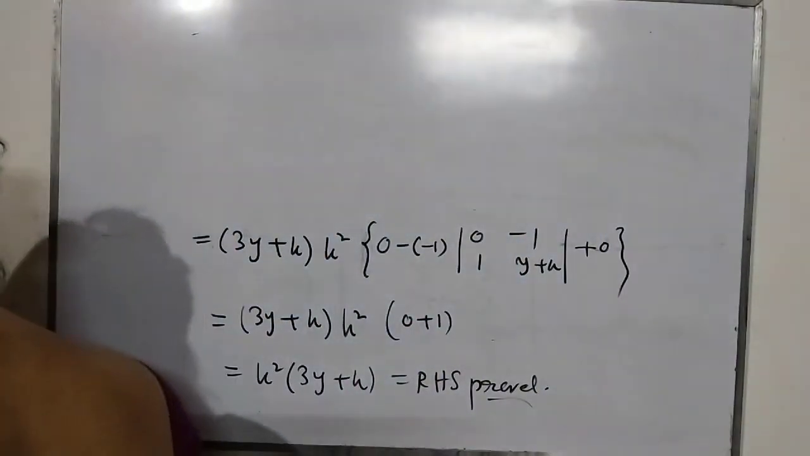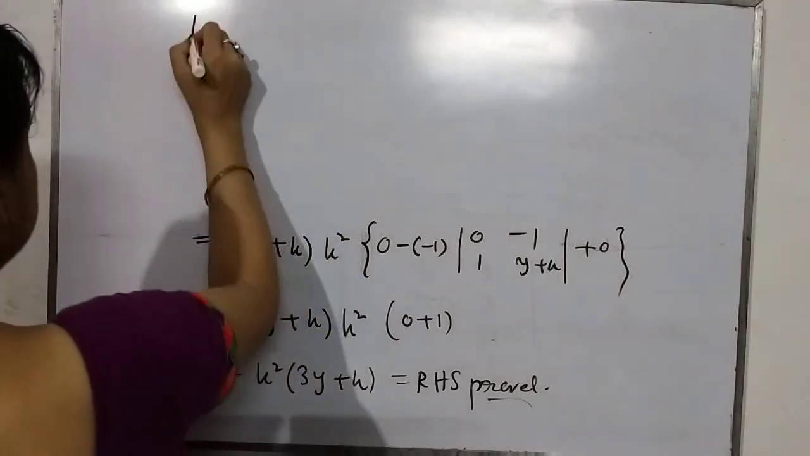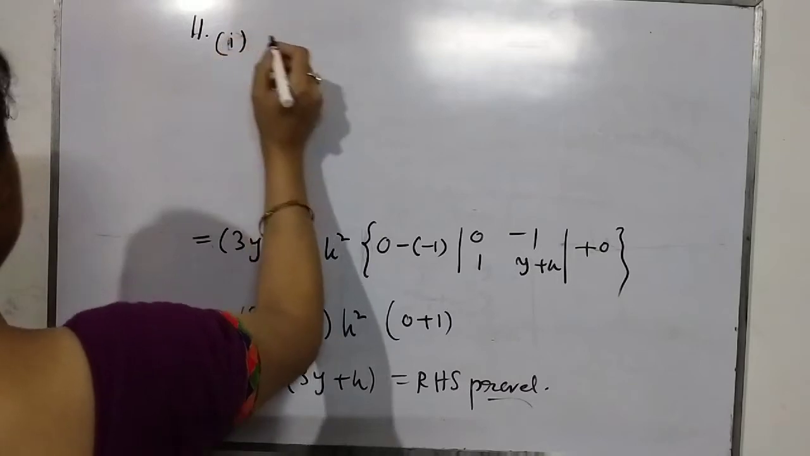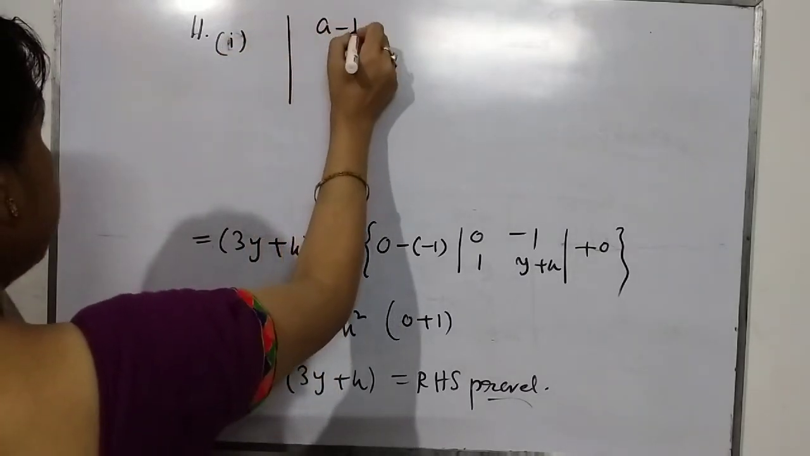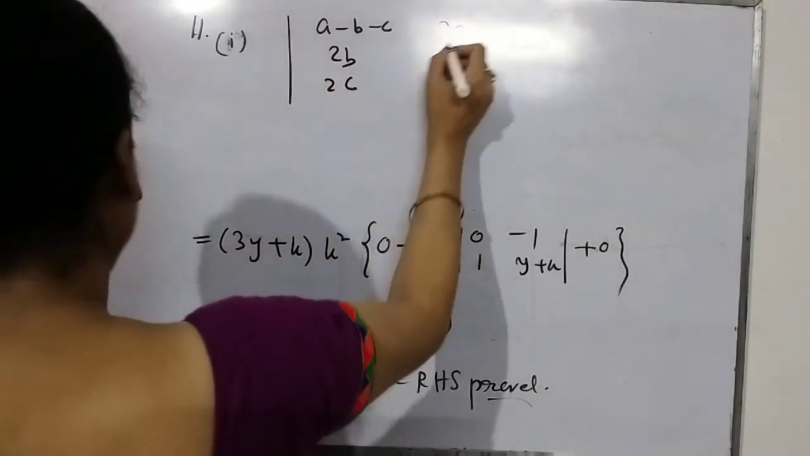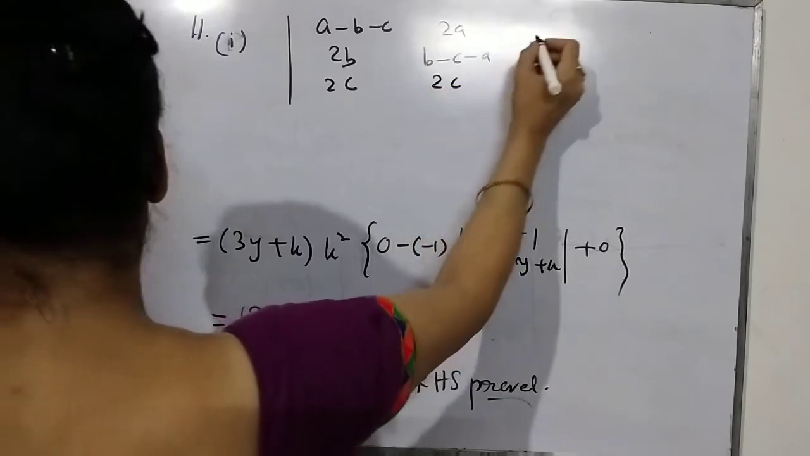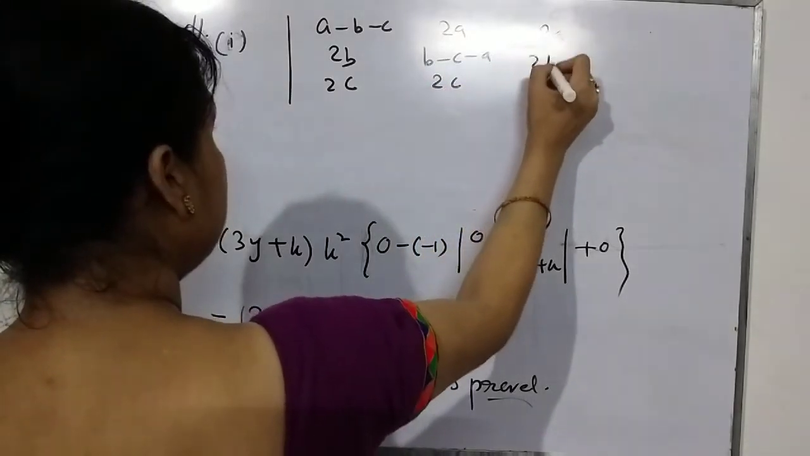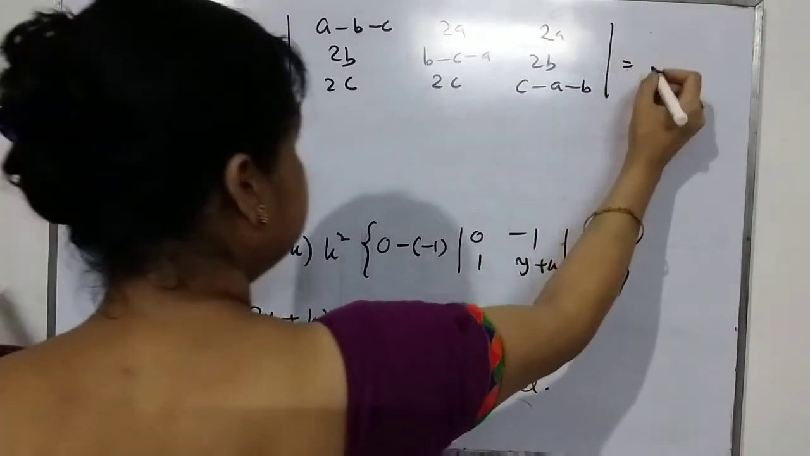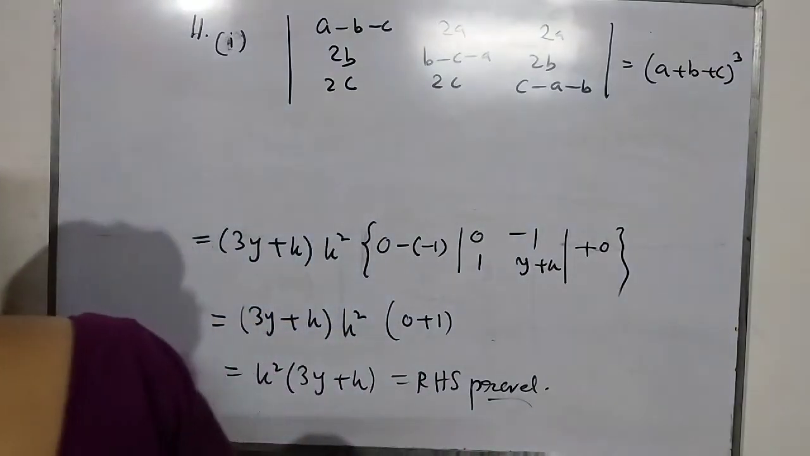Now I proceed to question number 11. Okay, let me give you question number 11, 1. Sorry, question number 11, 1 is: first row A minus B minus C, twice B, twice C; second row twice A, B minus C minus A, twice C; third row twice A, twice B, C minus A minus B; and on the right hand side we have A plus B plus C whole cube.